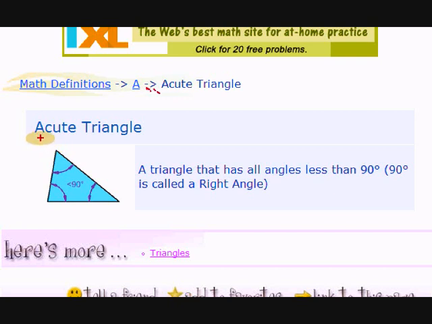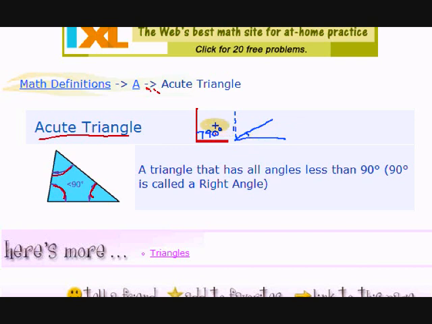In the previous section we talked about the sides. Here we are talking about the angles. For an acute triangle, you have to concentrate on the angles that are less than 90 degrees. It's a triangle that has all its angles less than 90 degrees. You should know that 90 degrees is called a right angle. What is a right angle? A right angle has 90 degrees. The sides are perpendicular to each other. Acute is that which is not a right angle, which is less than 90 degrees. So this is acute.